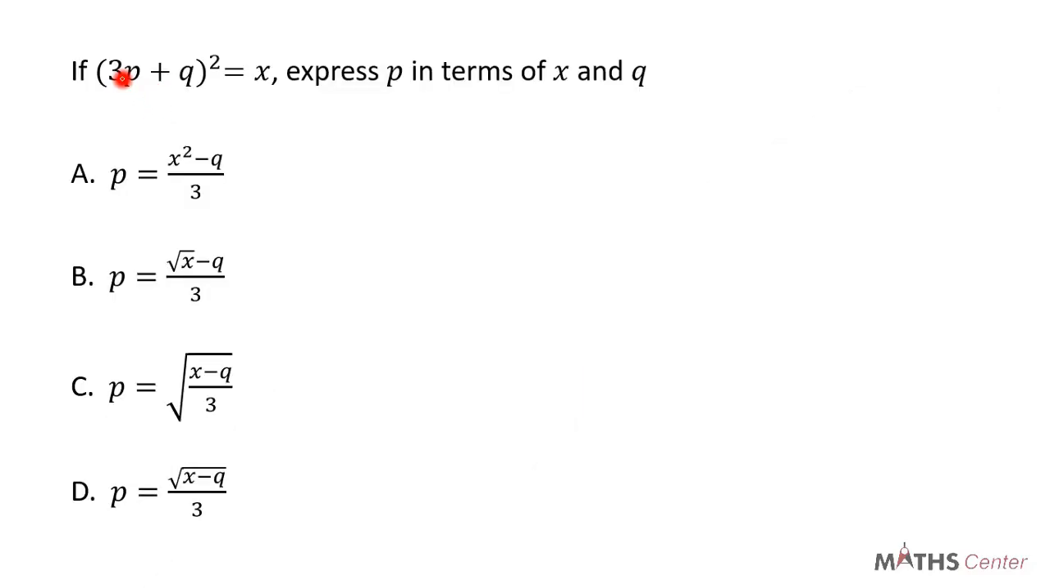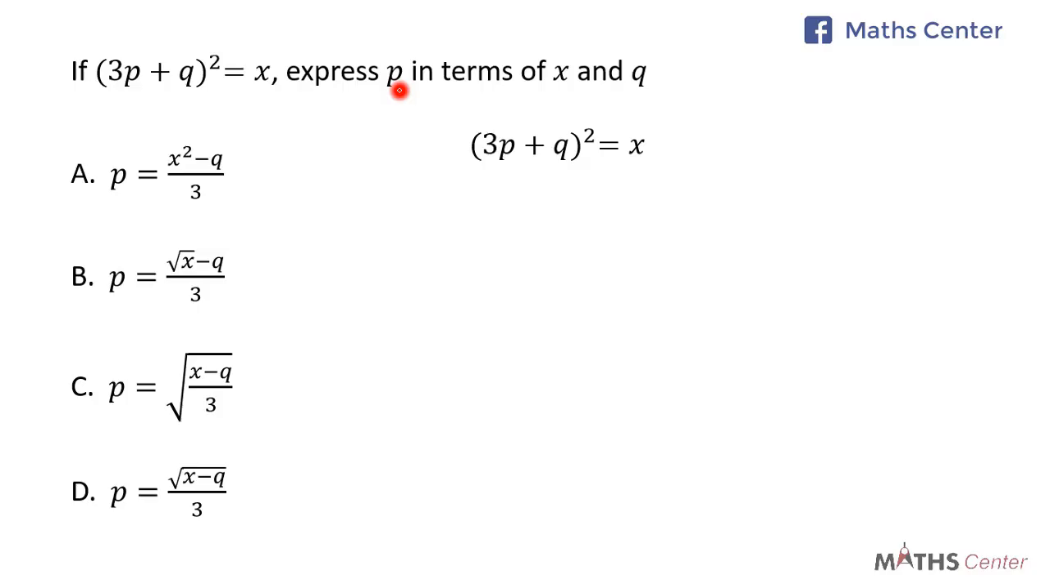If 3p plus q squared is equal to x, express p in terms of x and q. This is a multiple choice question, and so we solve the question, and after that we will pick the correct option. The equation we have is 3p plus q squared is equal to x.